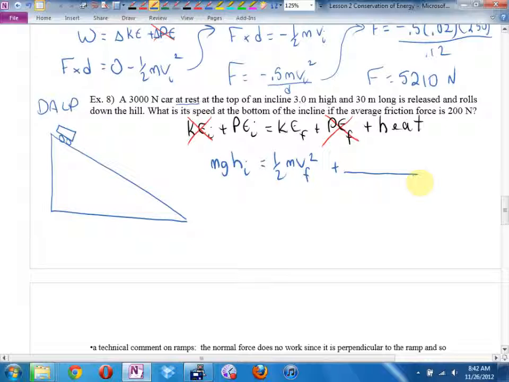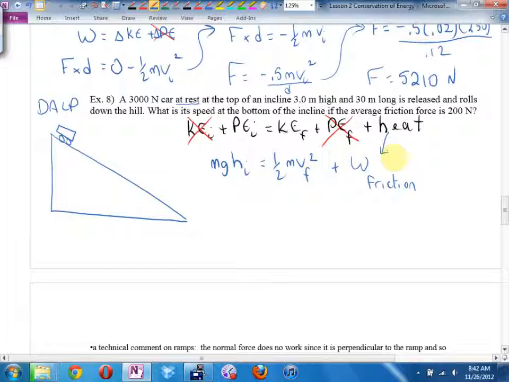What the heck is heat? Can't be heat because newtons is force, and heat's got to be measured in joules. Josh said 200 newtons. I mean, he's on the right track. I think I'm going to be using that for something. I think heat is the work done by friction. That's heat.